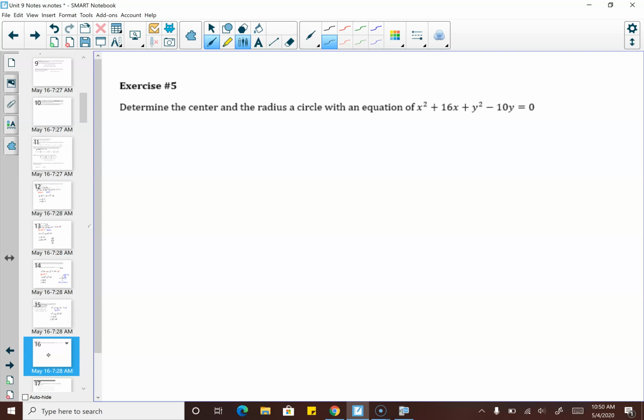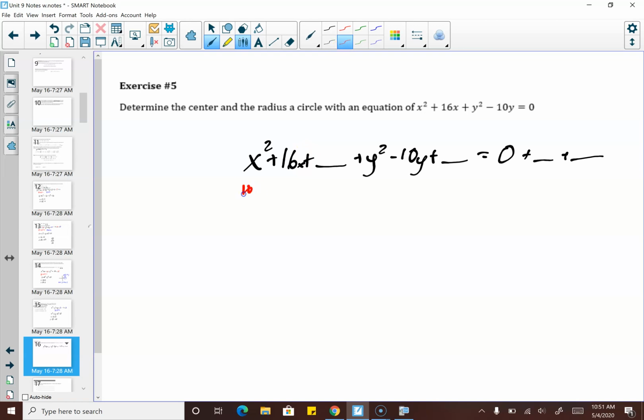Determine the center and the radius of a circle with the equation x squared plus 16x plus y squared minus 10y equals 0. There is no constant right away here, but we do have to complete the square for both pieces. So we'll make sure we add our lines on both sides. You could put 0 plus a line, or you could just put line plus line. It's up to you. So we take our 16 divided by 2, which is 8, and 8 squared is 64. So 64 on both sides.